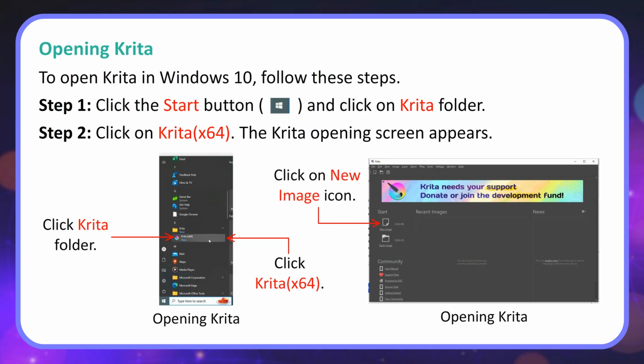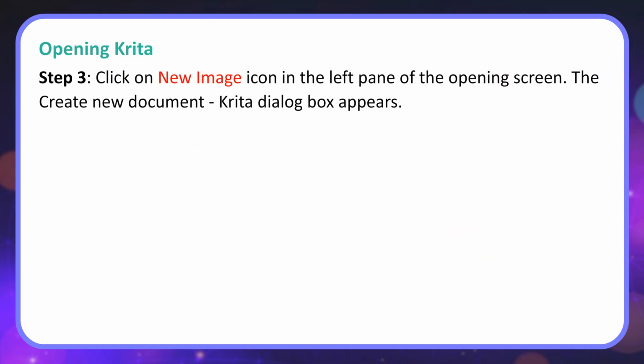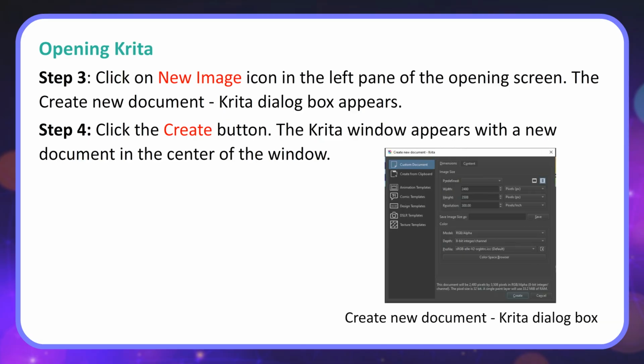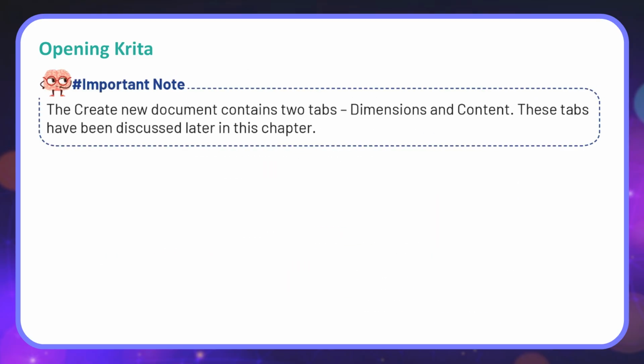Click on New Image icon. Step 3. Click on New Image icon in the left pane of the opening screen. The Create New Document, Krita dialog box appears. Step 4. Click the Create button. The Krita window appears with a new document in the center of the window. Create New Document, Krita dialog box. Click Create. Important note. The Create New Document contains two tabs, Dimensions and Content. These tabs have been discussed later in this chapter.